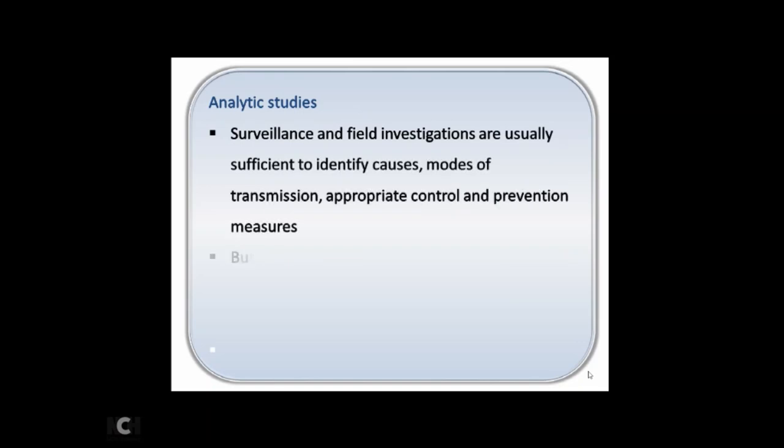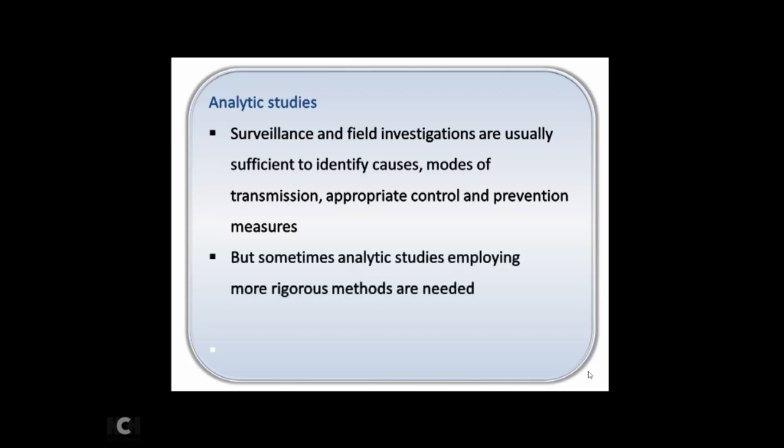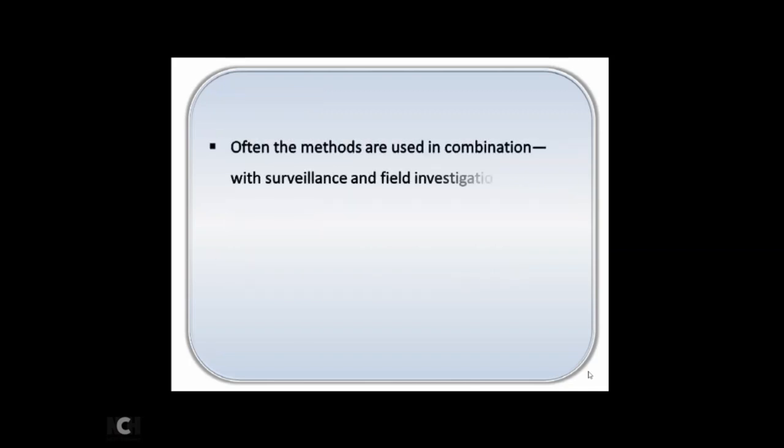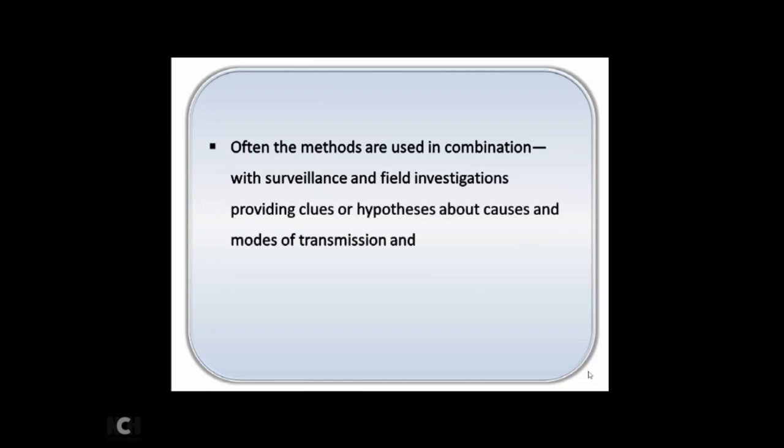And analytic studies. Surveillance and field investigation are usually sufficient to identify cause, mode of transmission, and appropriate control and prevention measures. But sometimes analytic studies employing more rigorous methods are needed. Often the methods are used in combination with surveillance and field investigation, providing clues or hypotheses about causes and modes of transmission, and analytic studies evaluating the credibility of source hypotheses.